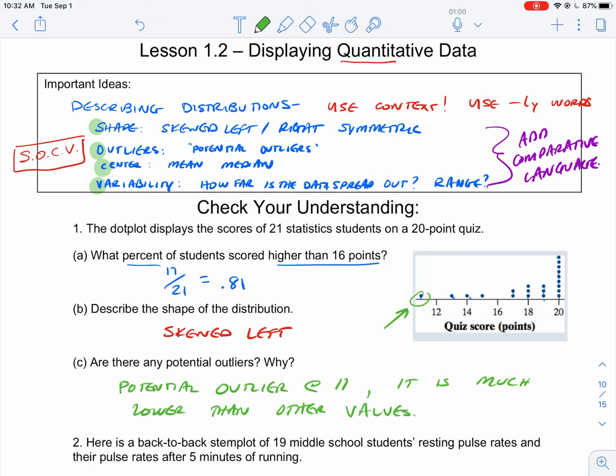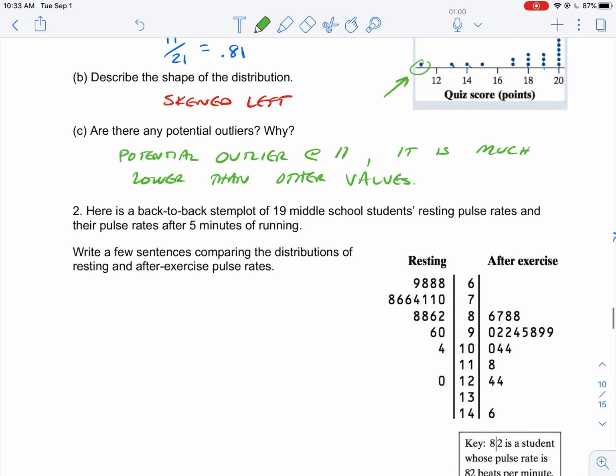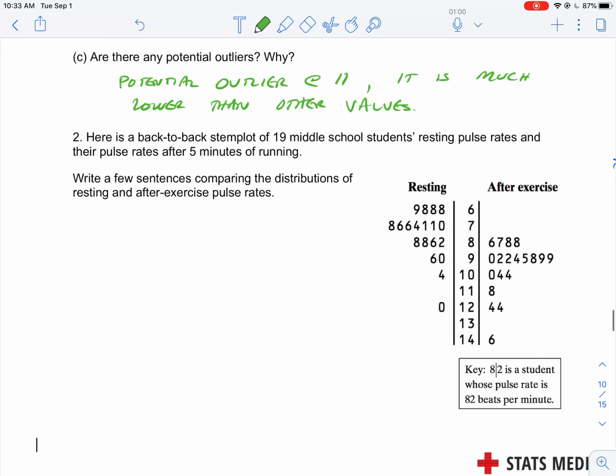I didn't really commit to anything there. I didn't say it was an outlier, I said it's a potential outlier. So it could or it couldn't be, but there's a potential outlier there, and I just looked at where its proximity was to the rest of the data. So that was number one.